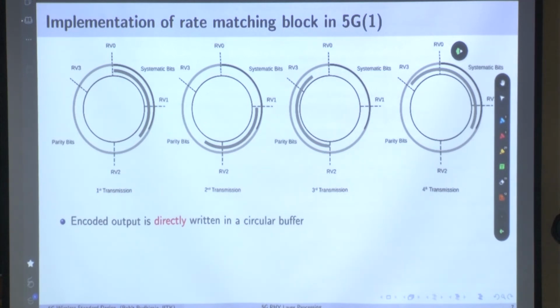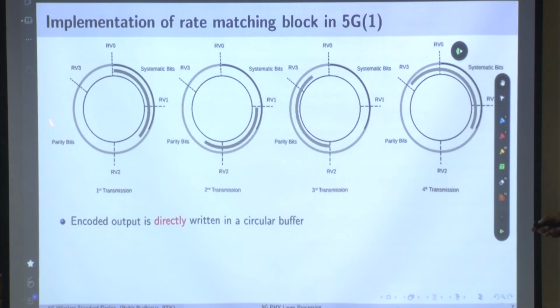This is a memory, that is all. At the end of the day, what are we doing? The LDPC encoder has generated certain bits. We are supposed to be reading those bits and dropping a certain number of parity bits. That is what it is supposed to be doing.